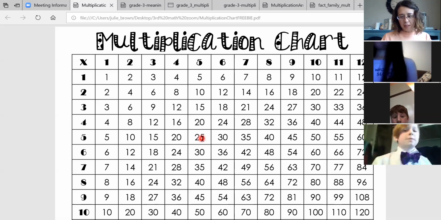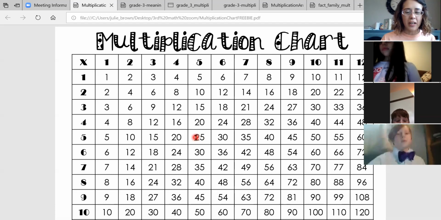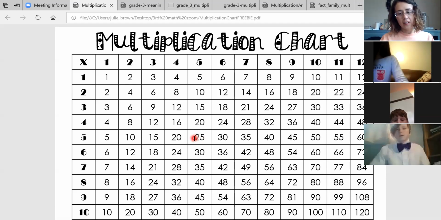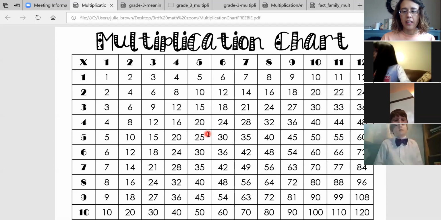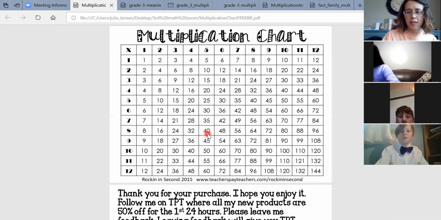Multiplication chart. Can we all see the multiplication chart? Yes. Okay, and do you see the little red dot by 25? I can't see the full thing. Okay. Yeah, can you put it up a little bit? Because I can see. Yeah, better? There we go.